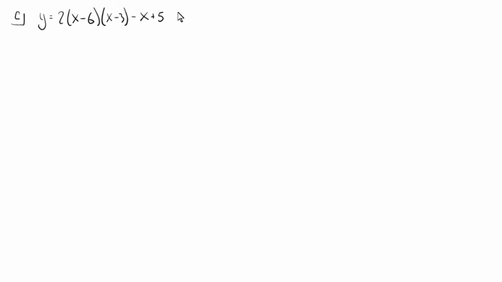So let's start by expanding this, multiplying out the two binomials. We're going to get x squared minus 3x minus 6x plus 18 minus x plus 5. We can now multiply the 2 into the bracket: 2x squared minus 6x minus 12x plus 36.